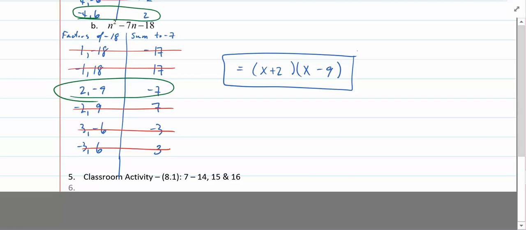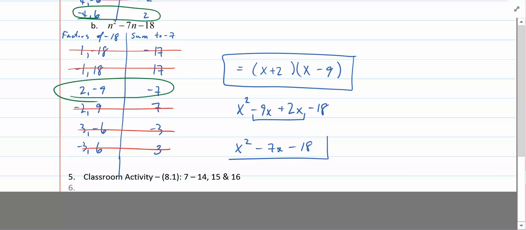We could double check our work by FOILing this back together. Let's go ahead and do that. The first product is x squared. The outside product is negative 9x. The inside product is 2x. And the last product is negative 18. These two center terms are like terms, so they can be added together. And we have x squared minus 7x minus 18.